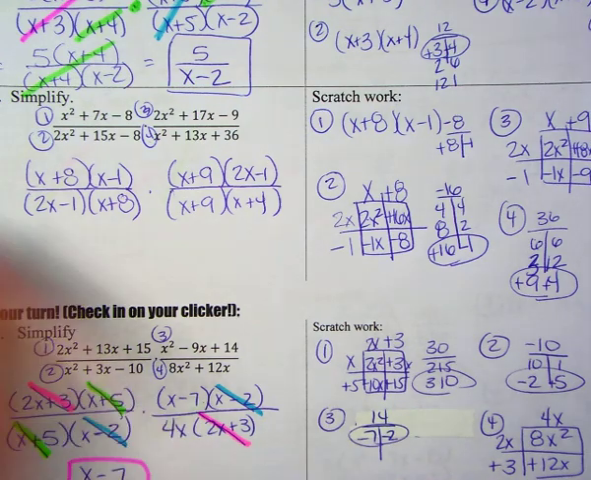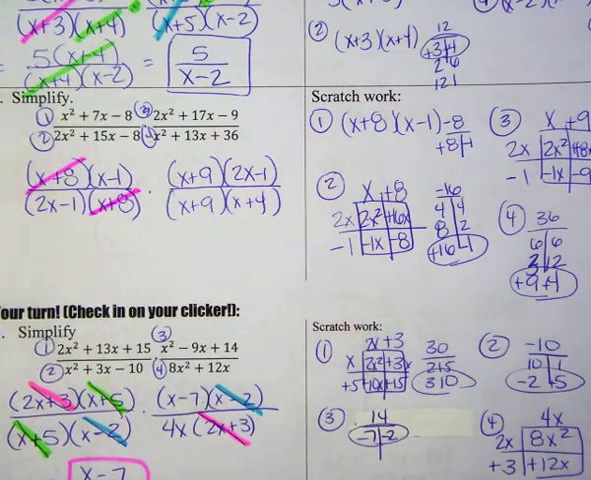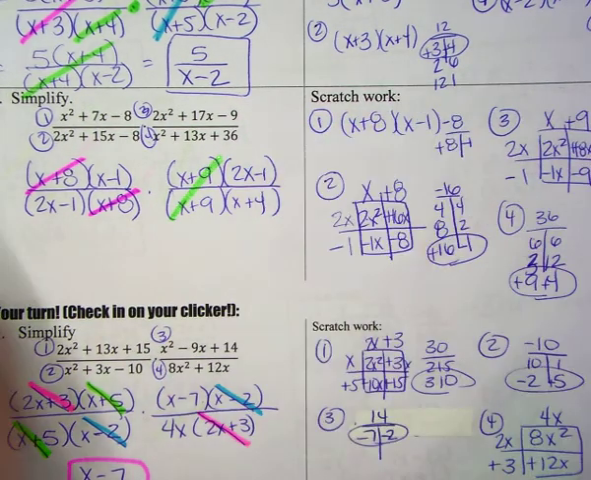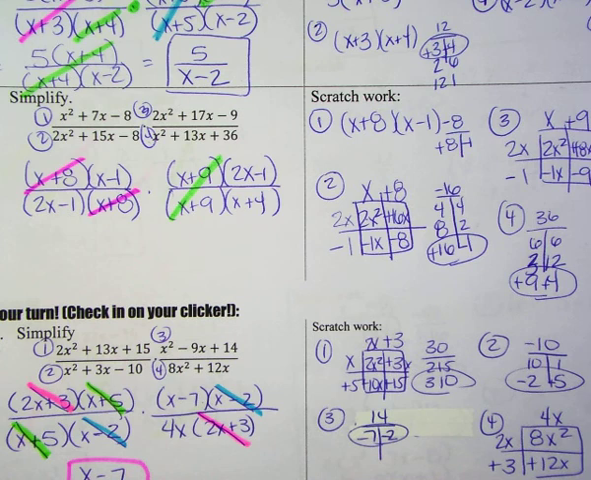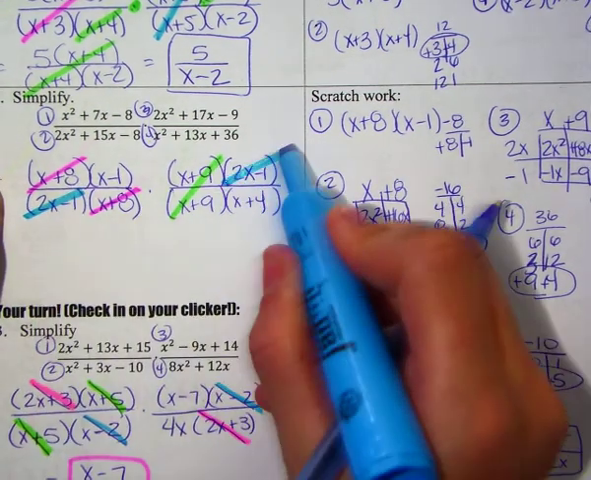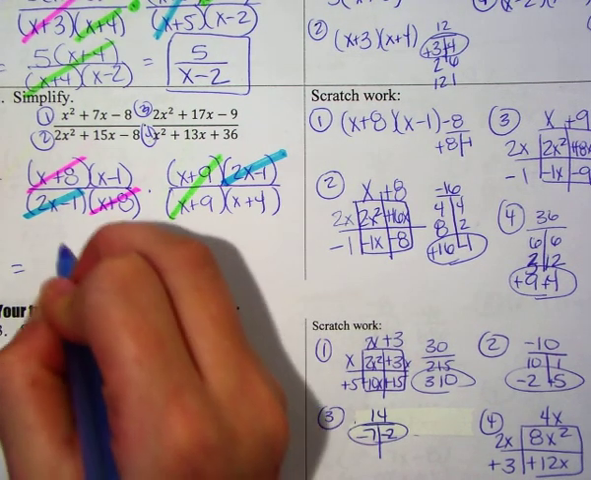Now that everything is factored, anything divided by itself is 1. So x plus 9 divided by x plus 9 reduces. 2x minus 1 and 2x minus 1 also reduce. They might be far away from each other, but since it's multiplication, we're okay. Rewrite what's left.